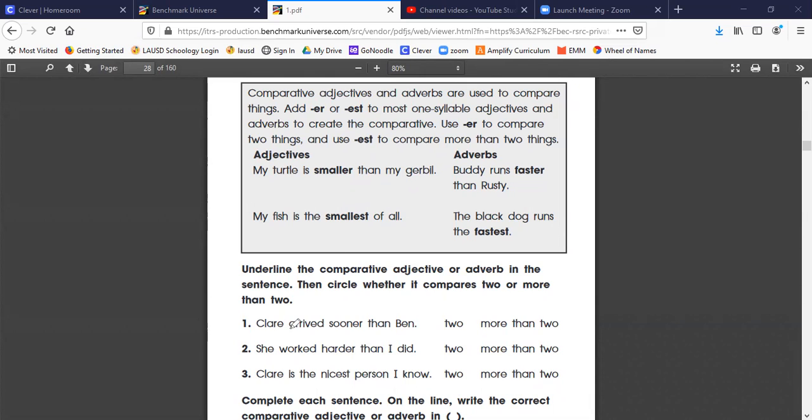So, Claire arrived sooner than Ben. We've got that ER, so this is our word right here. That's our adverb. Claire arrived sooner than Ben. It's telling about when she arrived. It's also using that ER. So we are comparing two things, Claire and Ben. So we're going to circle two.